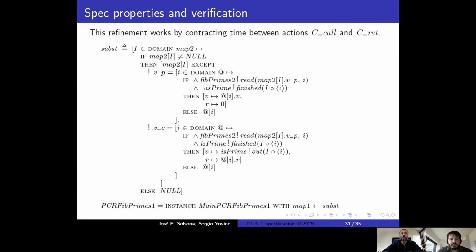This refinement works by contracting the time between the actions call and read to satisfy the behavior of the consumer action in the high-level spec. In this refinement, we have to take care of variables BP and BC of the producer and consumer. In the case of BP, for any assignment, we need to keep the field R as 0, that is marked as not read, until isPrime has finished. In the case of BC, for any assignment, if the corresponding BP variable has been read and isPrime has finished, then the B field has to be set with the output computed by the isPrime instance.